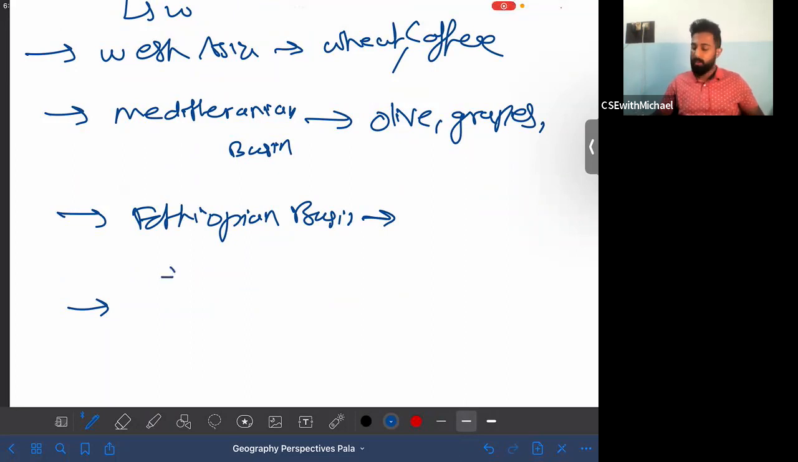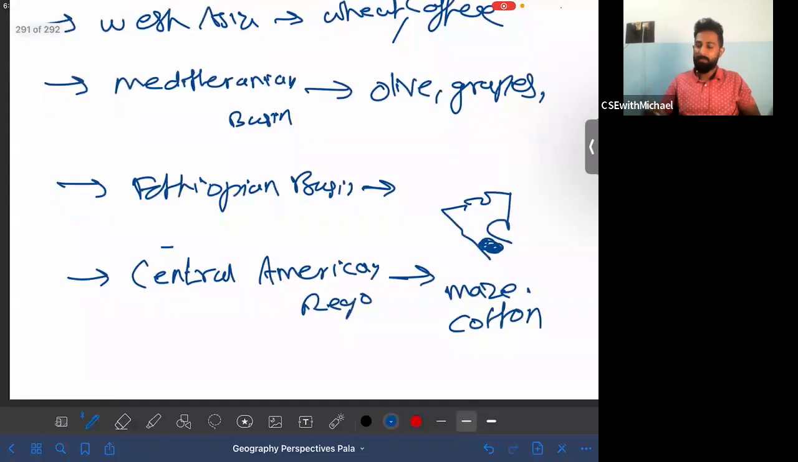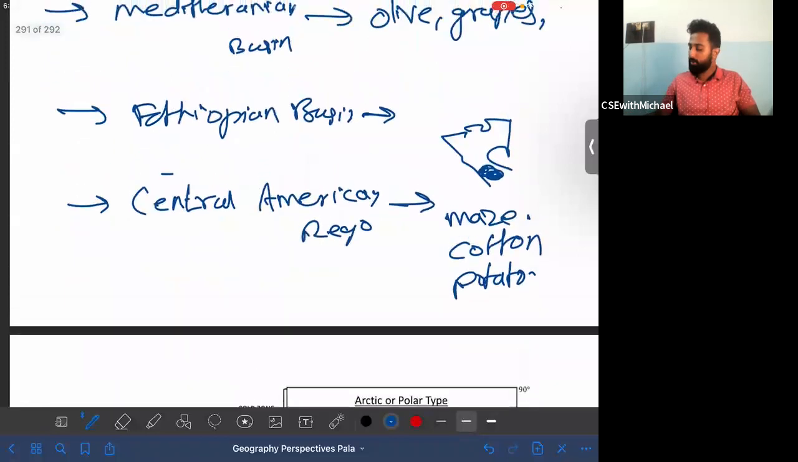Then you have the Central American center, which is again famous for, so these are the regions of Mexico. If you look at the map here, these are the regions where you find the Central American region. It is famous for maize, some species of cotton, beans, and potato. So these are the regions where these kinds of crops originated.